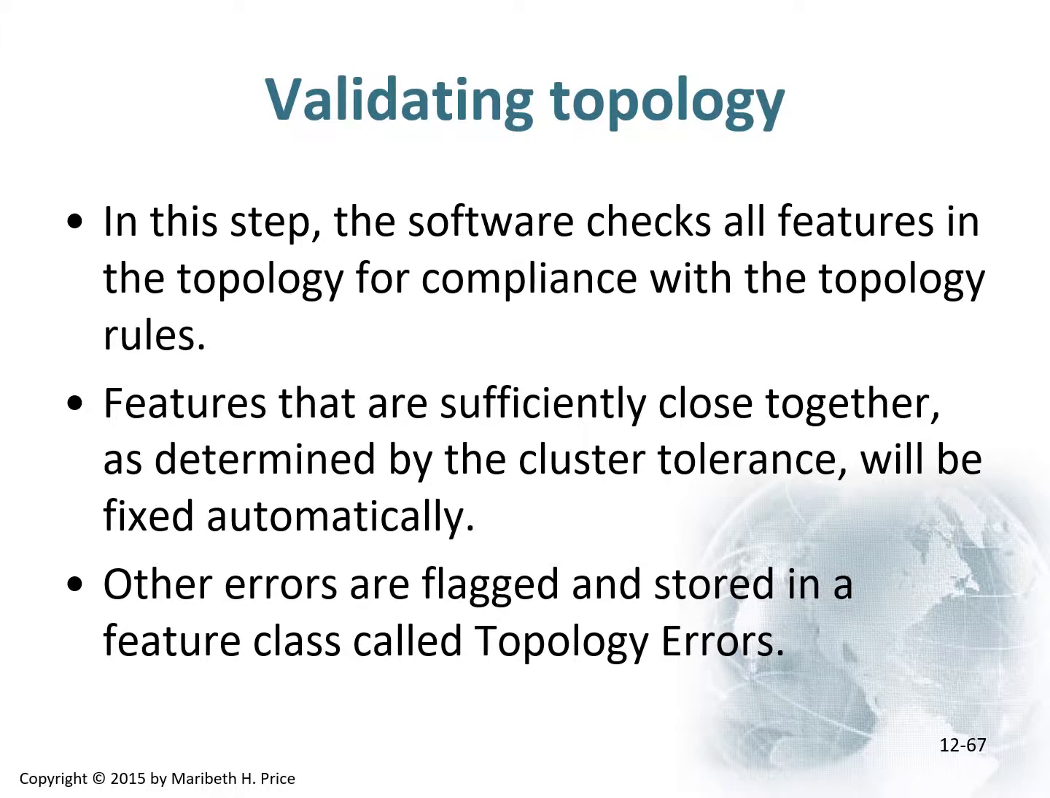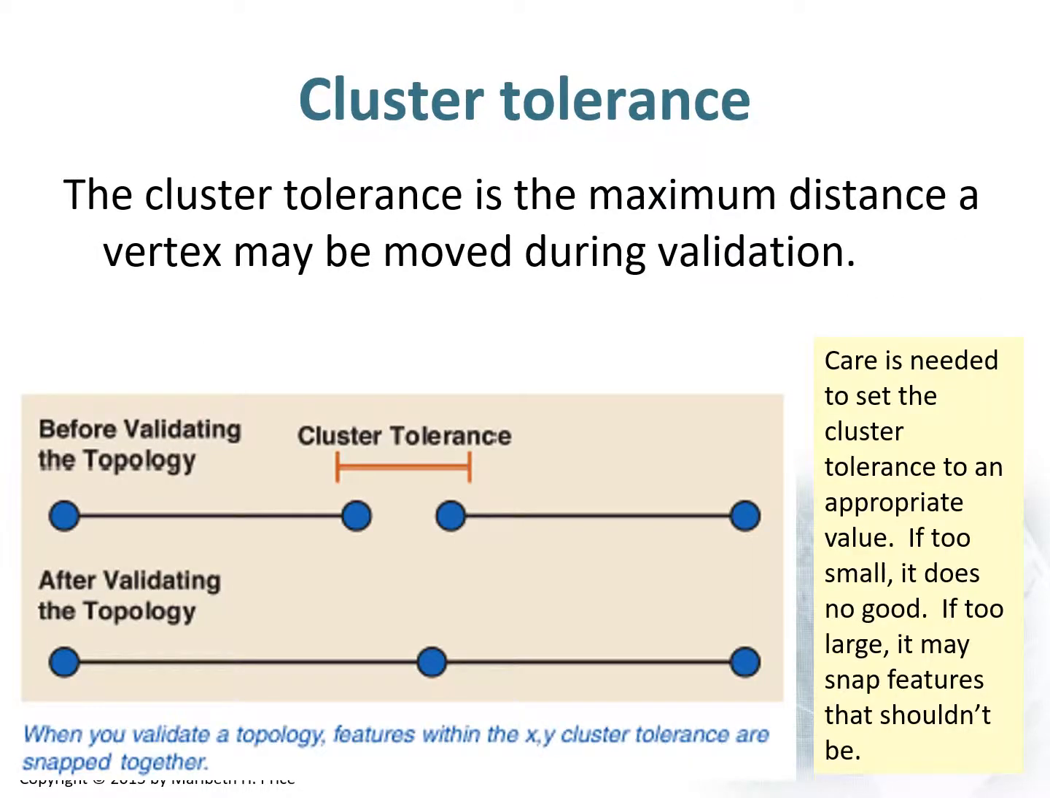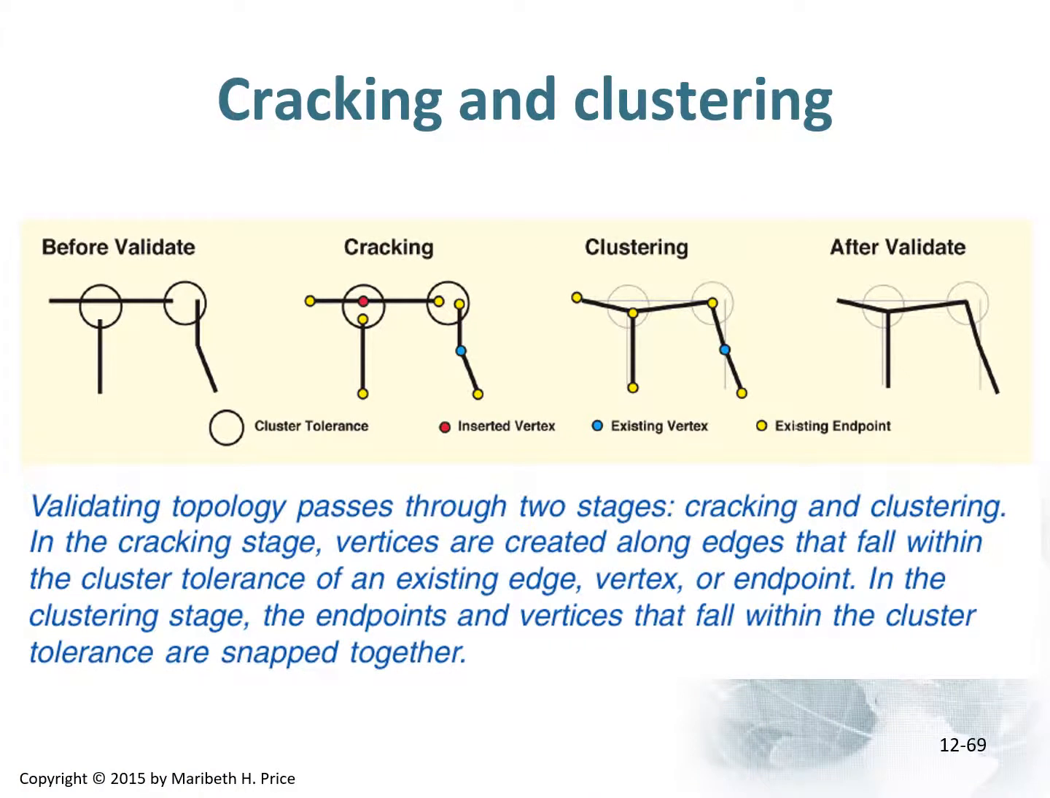So how do we validate? The first step, software checks all the features. Things that are close together with clusters, it fixes automatically. Things that are outside of the cluster range, it flags and lets you worry about. Again, set your tolerance too low, nothing gets fixed. Set it too high, it changes stuff you don't want changed.